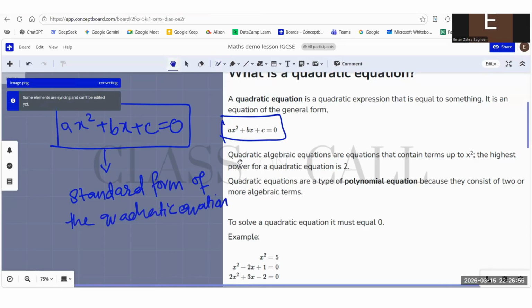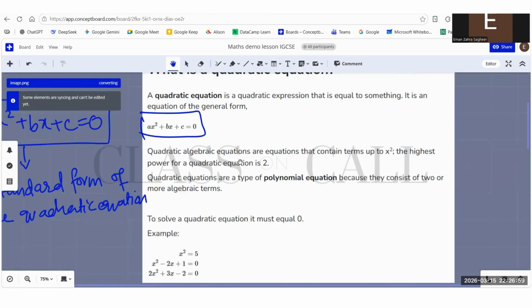Quadratic equations are equations that contain terms up to x squared. That means the highest power of the variable in a quadratic equation is 2. In ax squared, we see the highest power is 2 here. That's why it's called quadratic, because of this 2.